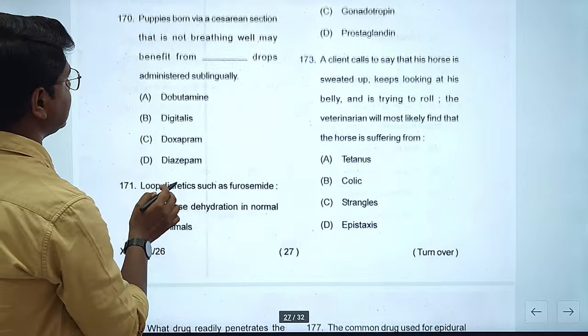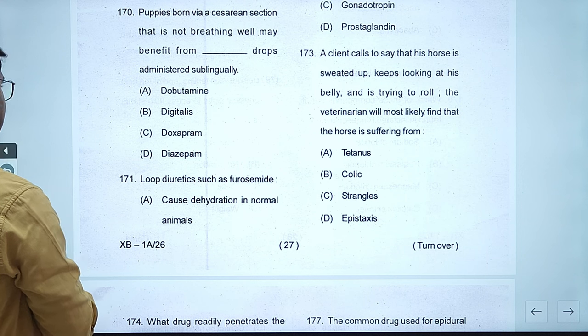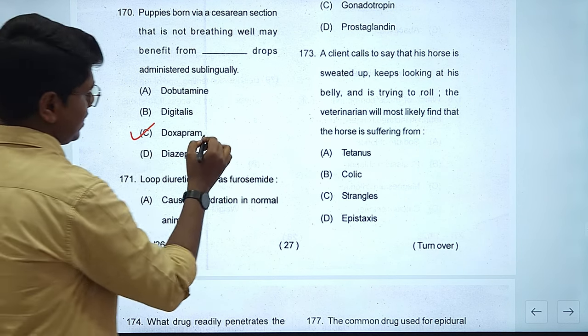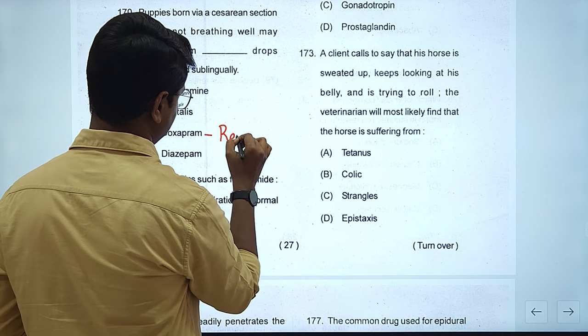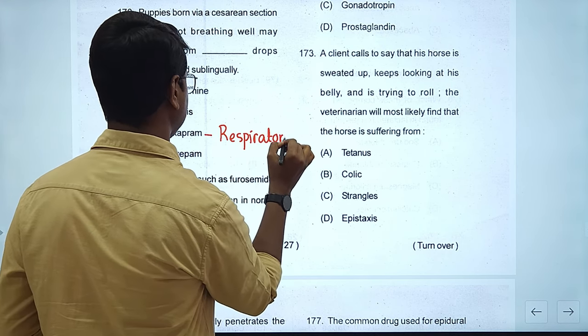Puppies born via cesarean section that are not breathing well may benefit from drops of doxapram administered. Doxapram is a respiratory stimulant.